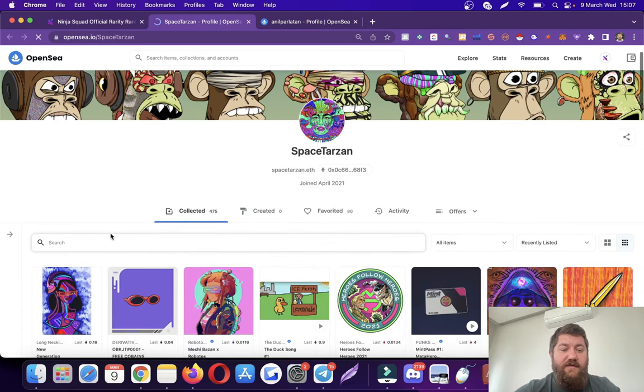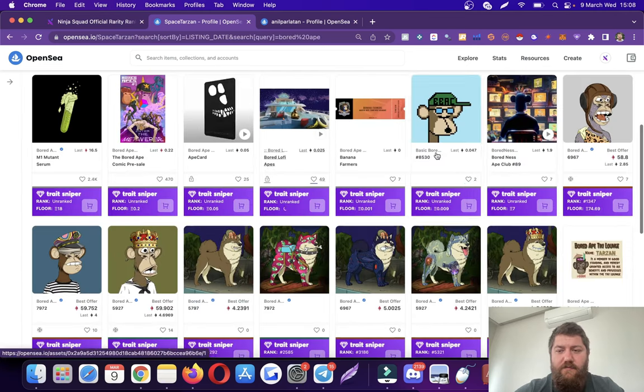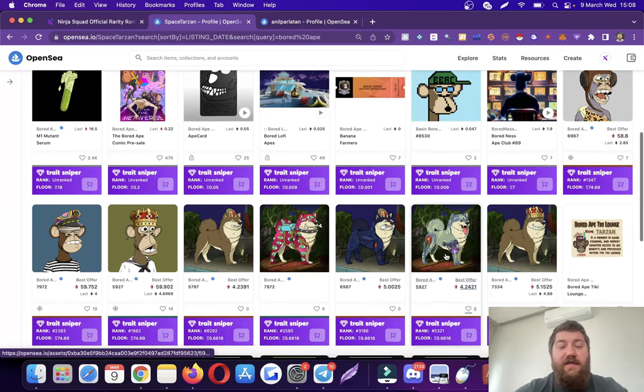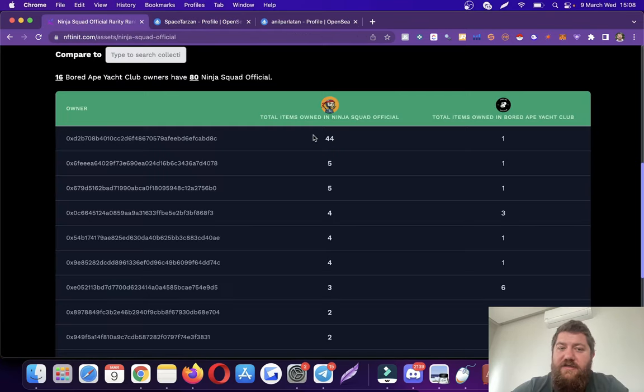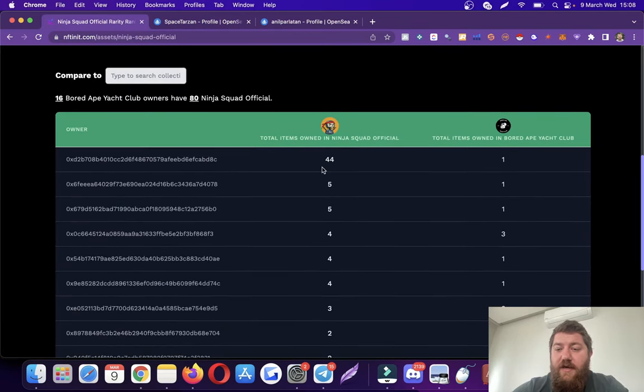Let's double check if the system is functioning properly. This is Space Tarzan. Let's check the Bored Apes again. This one, this one and this one. These are the 3 Bored Apes he has. He also has many kennel clubs, etc. As I mentioned in the blue chip comparison part, if these big names have many ninjas, it's going to bring more attention to the NFT project that we are watching.